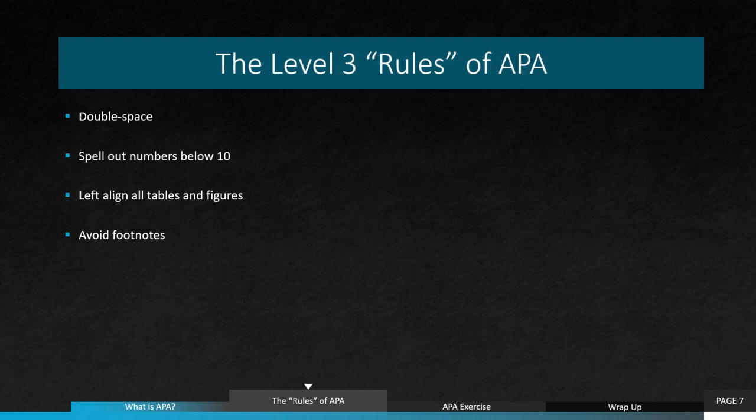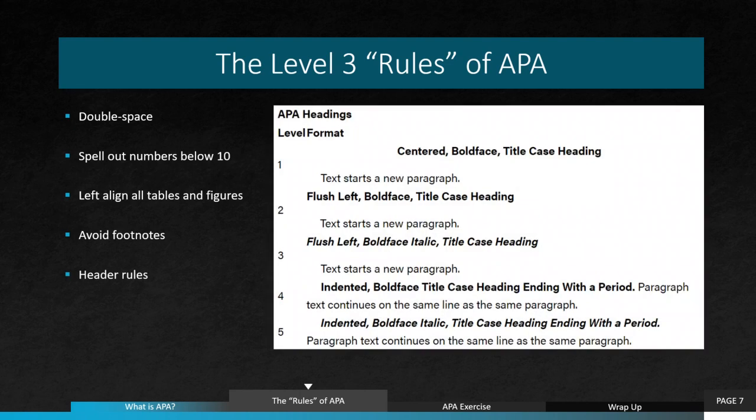Next, there are headers. There are specific rules for headers. Let's look at an example from Purdue OWL's website. Level 1 headers are centered and in bold. Level 2 headers are flush left and in bold. Flush left means that they are not indented. Level 3 are flush left, bold, and italicized. Level 4 headers are indented and bold. Level 5 are indented, bold, and italicized.